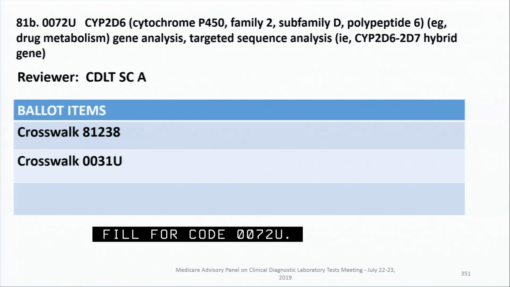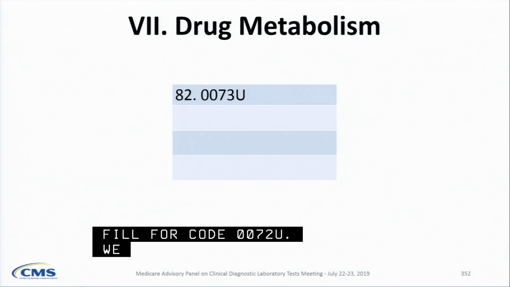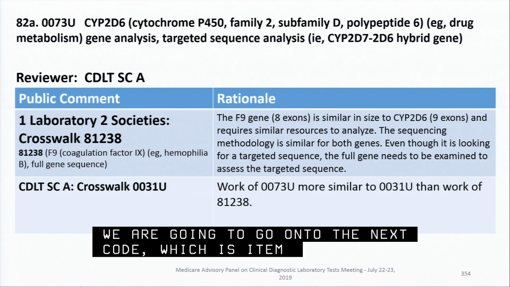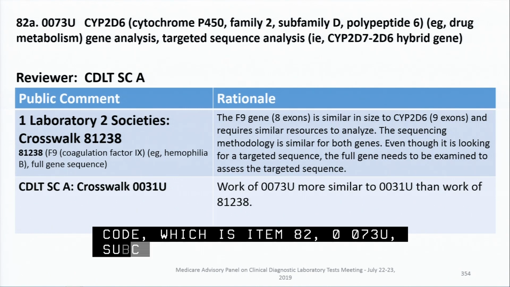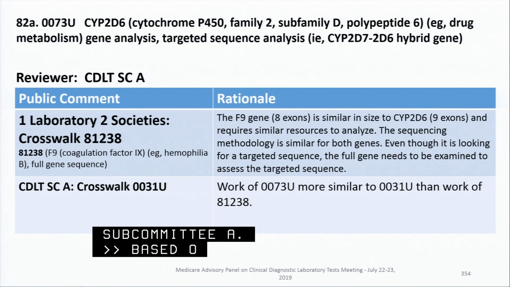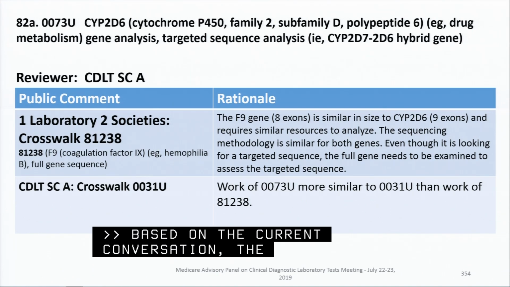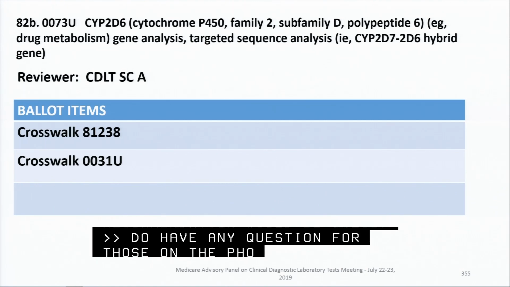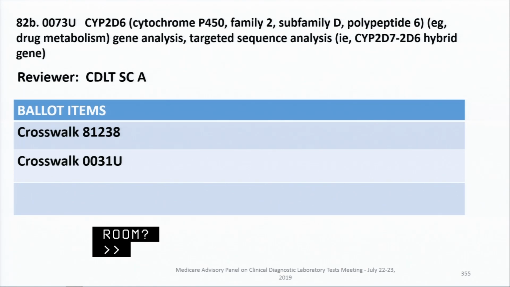All right, we're going to go on to the next code, which is item 82. It's 0073U, and this is Subcommittee A, Dr. Bossler. Based on our current conversation, our crosswalk recommendation would be 81238. Do we have any questions from those on the phone or in the room? So for code 0073U, your ballot item would be 81238 and gap fill. Please cast your vote.